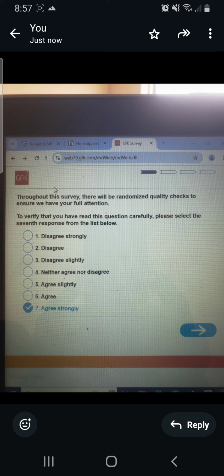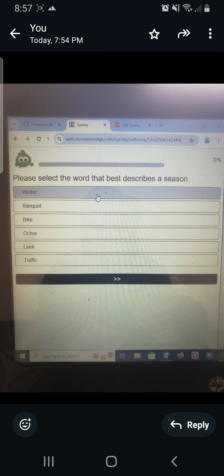Okay, let me show you another quality control question. Look at this particular survey. See the question: please select the word that best describes a season. As you can see, out of all these words here, the only word that is related to season is winter. Winter is a season. Banquet is not a season. Bike, hawk, leak, traffic, none of them is a season, right? So if you mistakenly select one of them, you can see this is 0%. The survey is just starting, and if you pick this, they're not even letting you go.